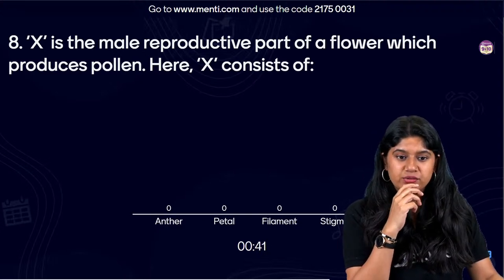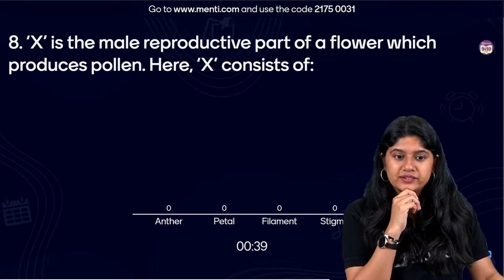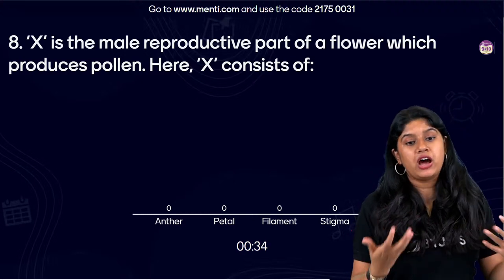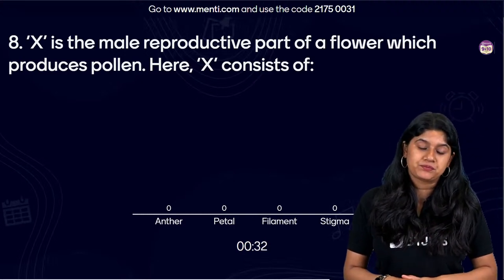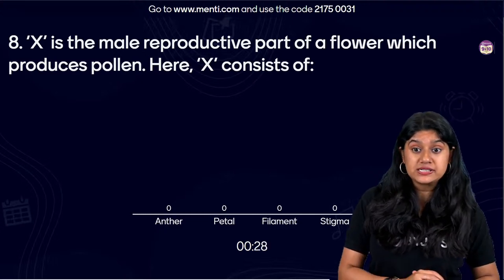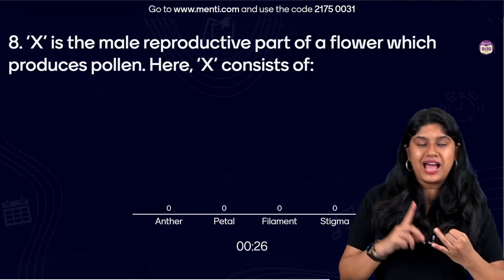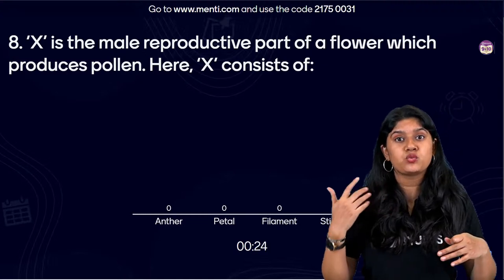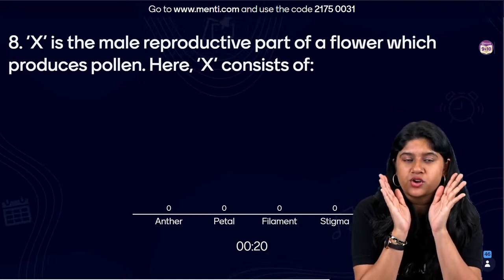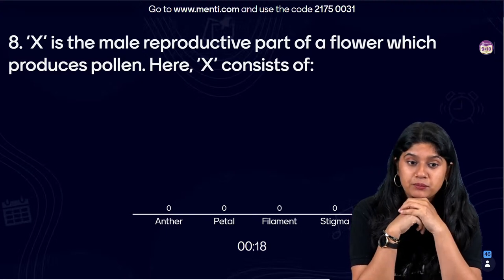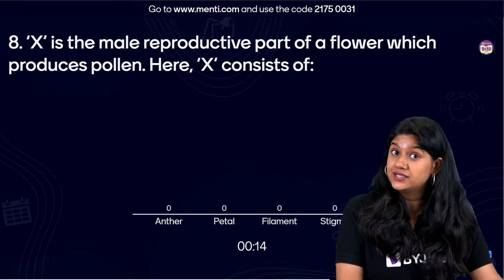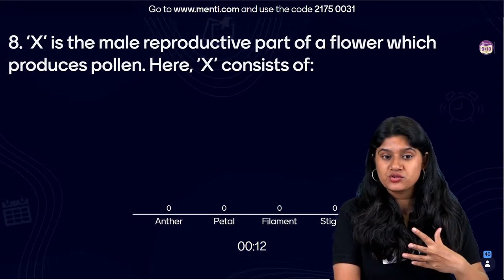Yes. Good evening. Hello. We are talking about the male reproductive part of the flower that produces the pollen. So, we know that in the flower, we have four important whorls, right? So we have sepals and petals, which are non-essential whorls, right? Now sepals are the small green leaf-like structures, which provide protection to the growing bud, right? And then we have the petals, which are brightly colored to attract the pollinators, right?